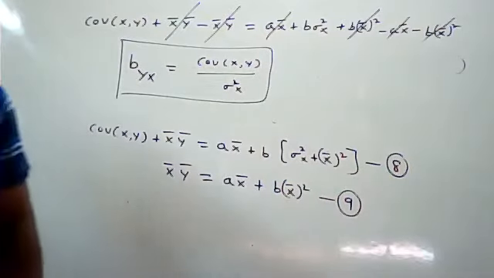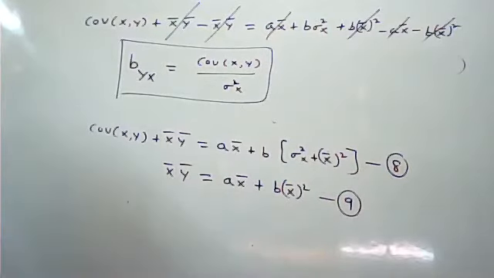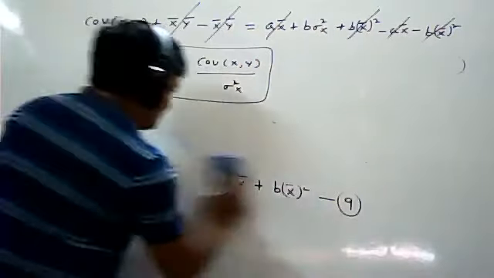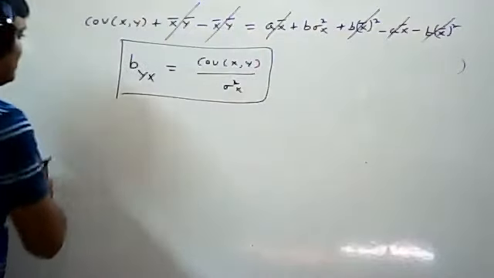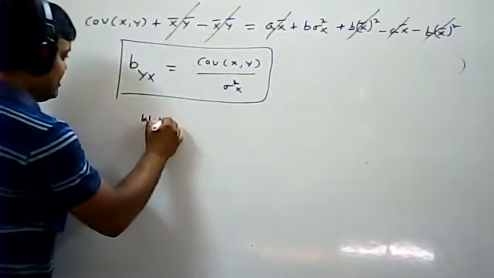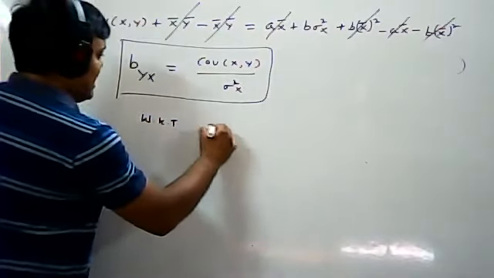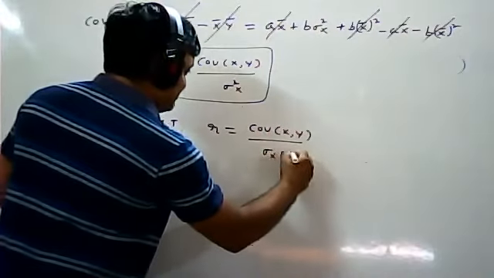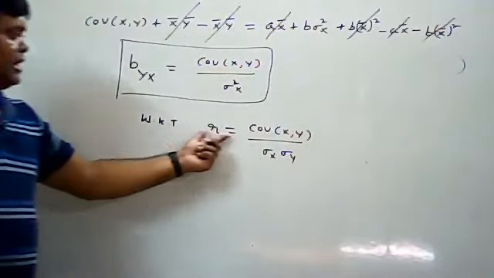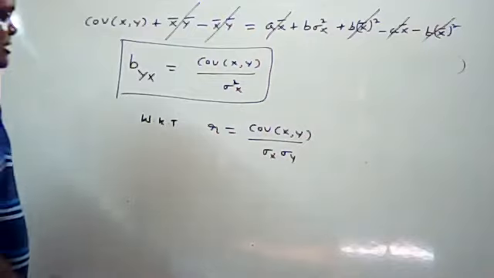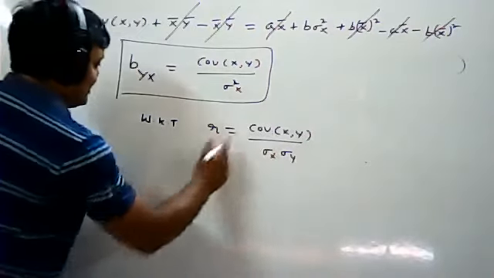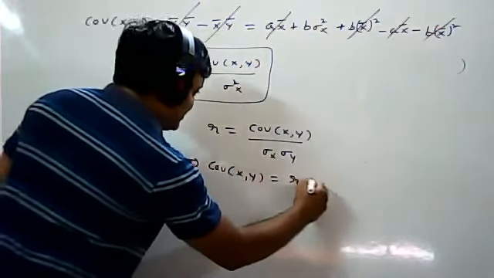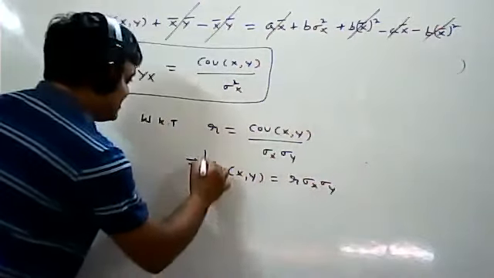Byx equal to covariance of x comma y by sigma square x. Now all of you know the r formula. What is the r formula? We know that r equal to covariance of x comma y by sigma x into sigma y. From this I will calculate covariance of x comma y, which equals r sigma x sigma y.